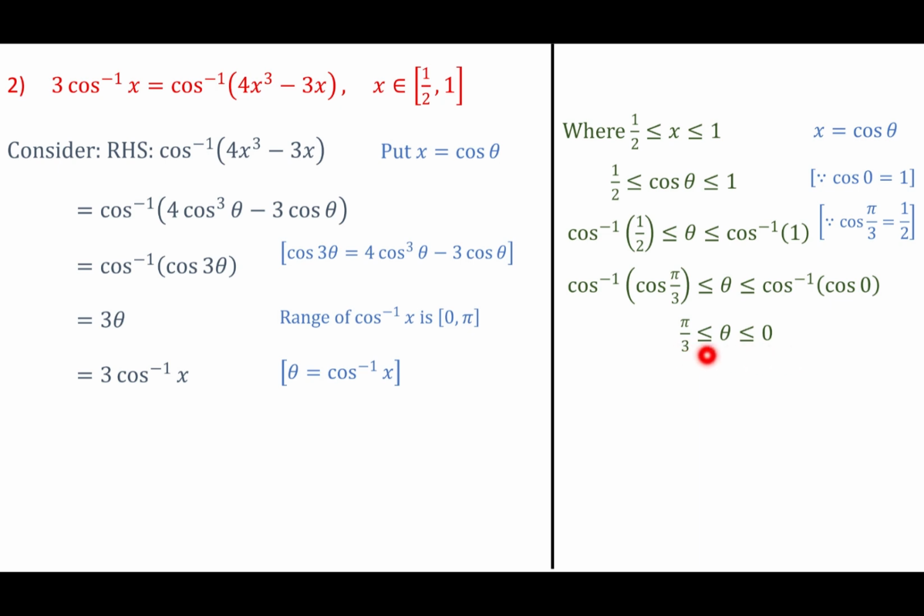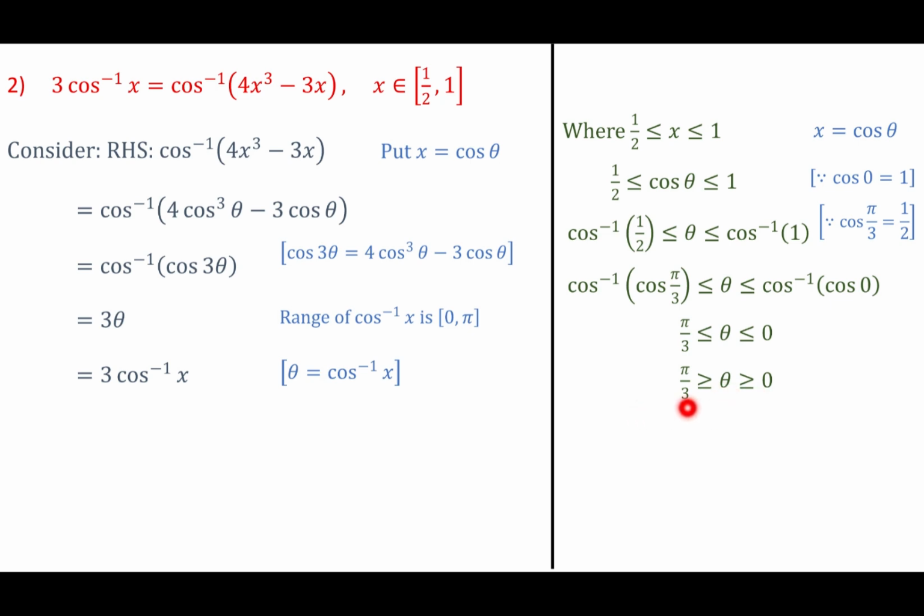But this inequality contradicts, because 60 is less than theta and theta is less than 0. So rewrite this inequality in the greater form. Pi by 3, which means 60, is greater than or equal to theta, and theta is greater than or equal to 0. Now this is the rewritten inequality.